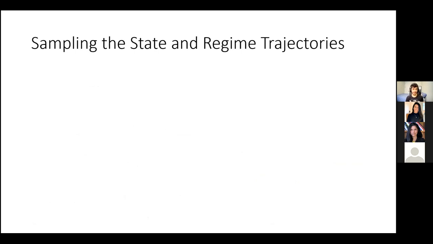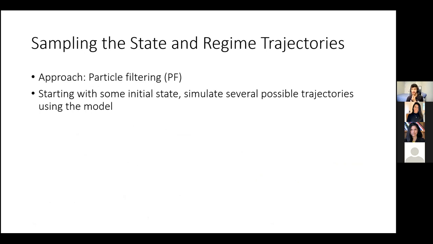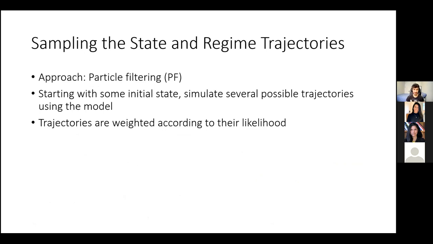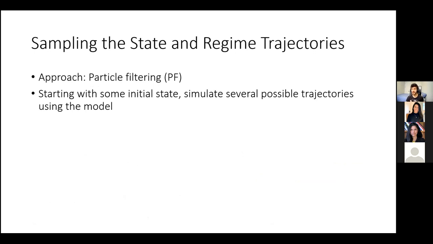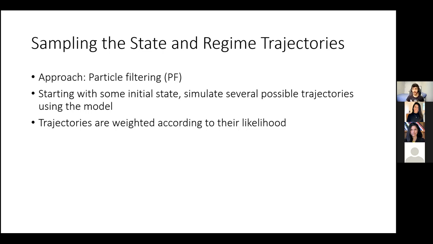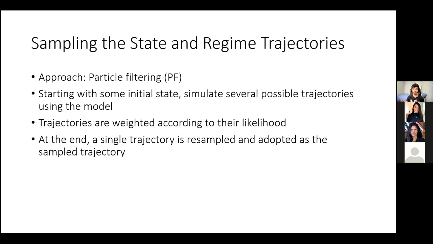Okay, so how are the states and the regime trajectories sampled? The approach that we use in our paper is called particle filtering. The idea of particle filtering is that you start off with some initial state and simulate different possible trajectories using the model itself. In other words, we have some parameter values that are fixed and then simulate the process and then figure out which of the simulated time series are the best ones, most representative of the data. The trajectories are all weighted according to their likelihood. And then at the end, we just take a single trajectory as a sample from the posterior of the regimes and the states.